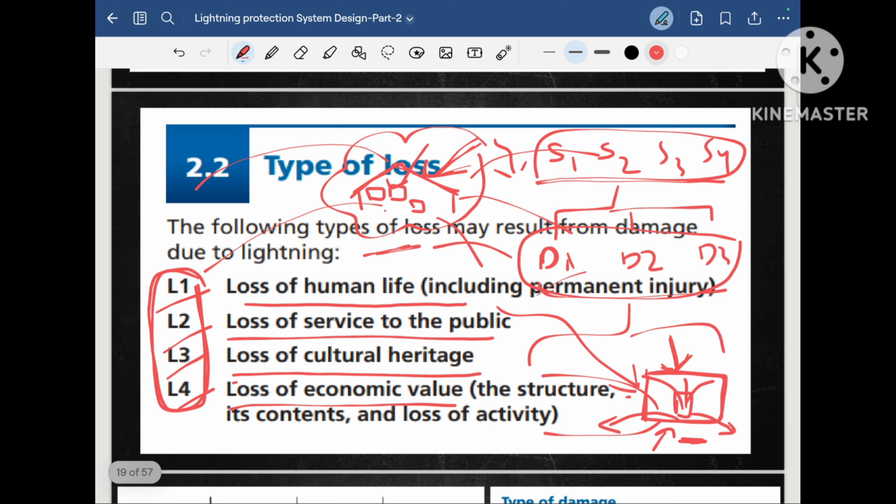Hope you are very clear. Why did I explain what S1, S2, S3 and S4 are, what D1, D2, D3 are, and what L1, L2, L3 and L4 are? It is in order to analyze the possible losses of our project and the impact of the lightning strike on our environment, which we have to take into account in order to select the class of lightning protection system.